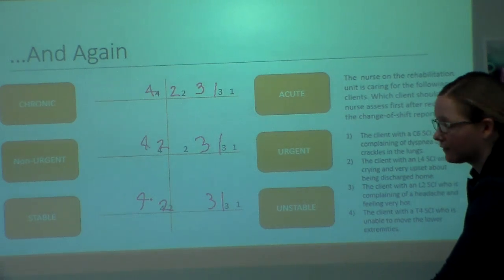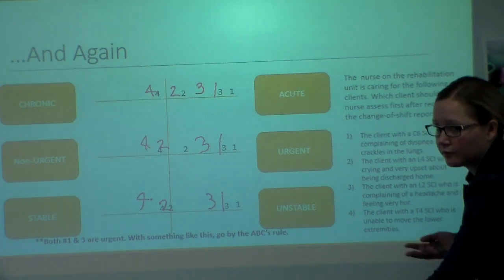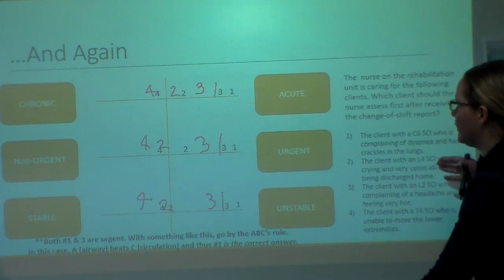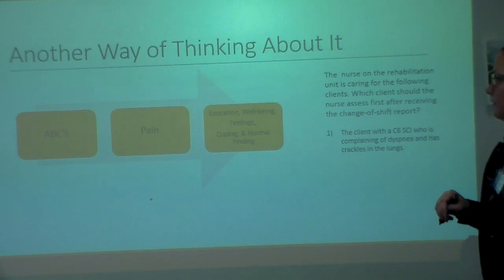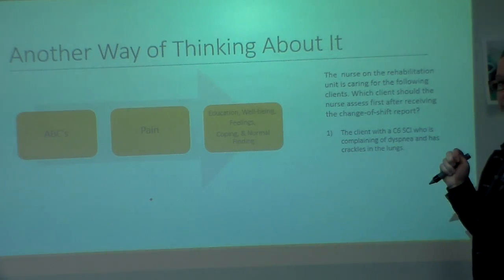So really similar spots. Good. So 1 and 3 are both urgent. With something like this, go with the ABCs rule, hands down. When you combine this question with this strategy, things become a little bit clearer. So where would you put that one?